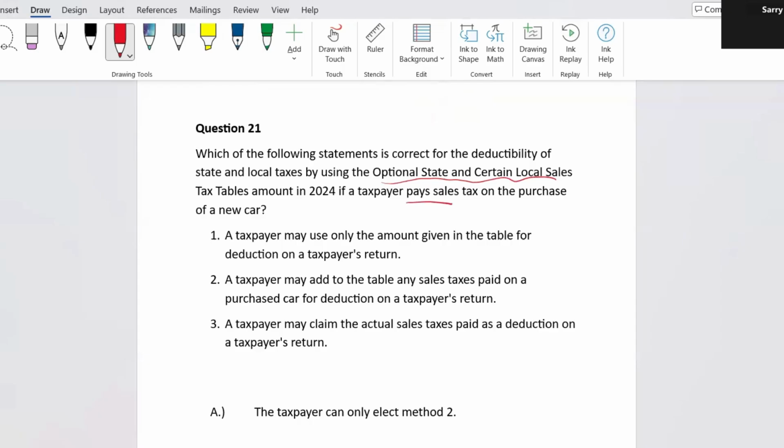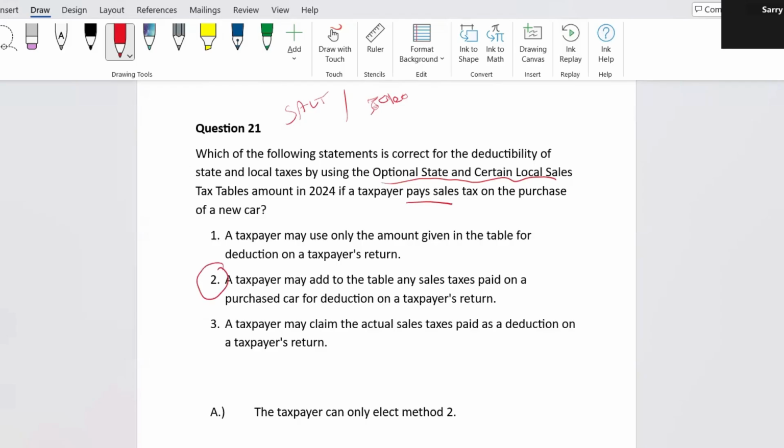Okay, so what they're essentially asking here is there are itemized deductions that you can possibly qualify for either state and local taxes paid, so state and local, or sales tax. You can't do both. It's either one or the other. But let's see what the question is really asking us. So the taxpayer may use only the amount given in the table for the deduction on a taxpayer's return. A taxpayer may add to the table any sales tax paid on a purchased car for deduction on a taxpayer's return. So this is true.